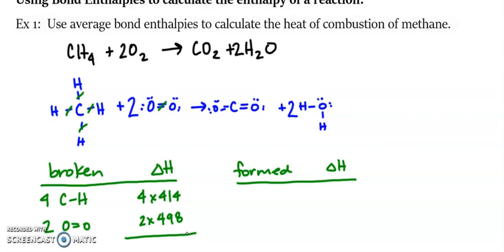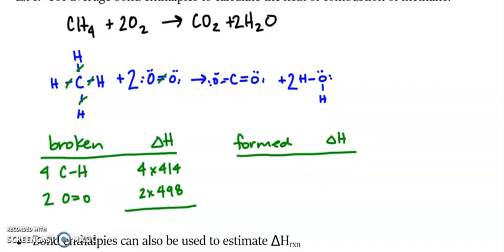So these would all be positive, endothermic. All right, so how about on the formed side? I can total this up actually right now. If I do the math here, I get 2,652.